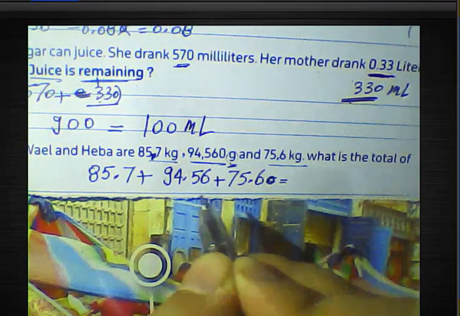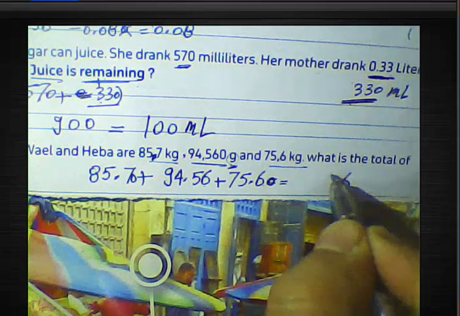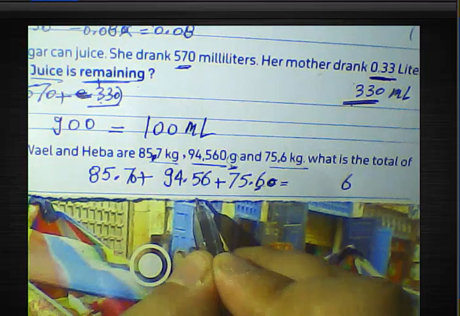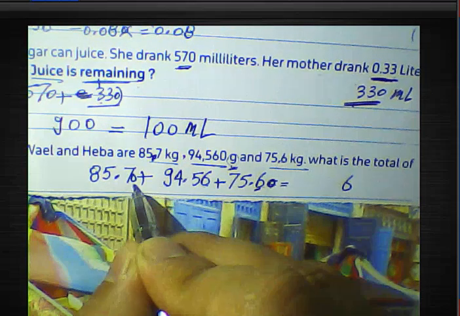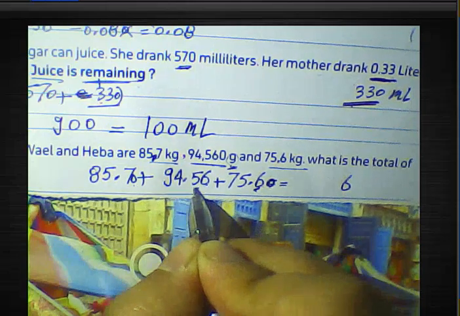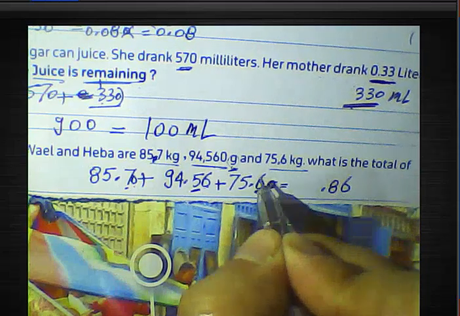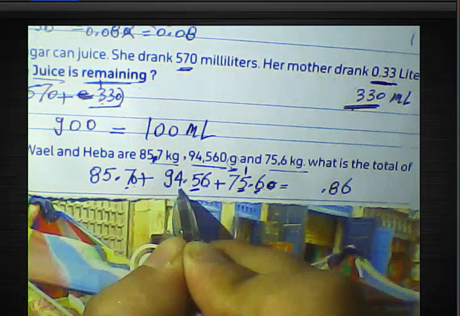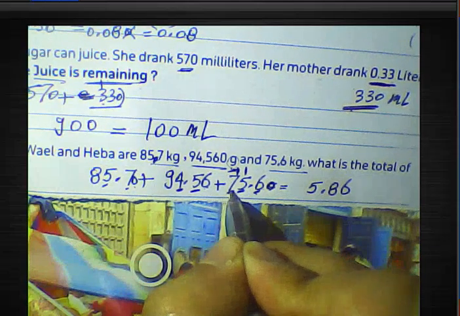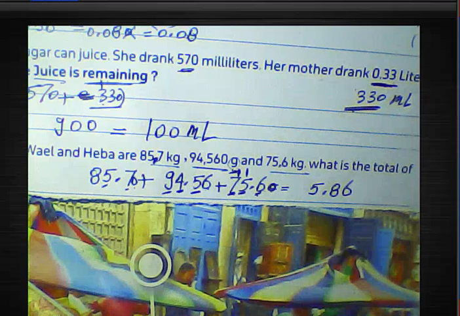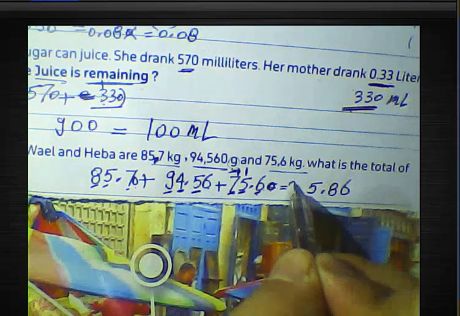Write 0 here and 0 here. 0 plus 6 plus 0 equals 6. Again, 0 plus 6 plus 0 equals 6. Okay, 6 plus 5, 11. 11 plus 7, 18. 8 and carry up 1. 5 plus 1, 6. 6 plus 4, 10. 10 plus 5, 15. 5 and carry up 1. 7 plus 1, 8. 8 plus 9 equals 17. 17 plus 8 equals 25.